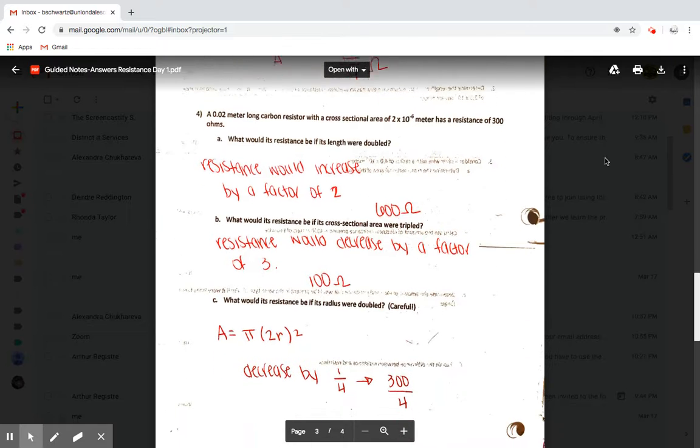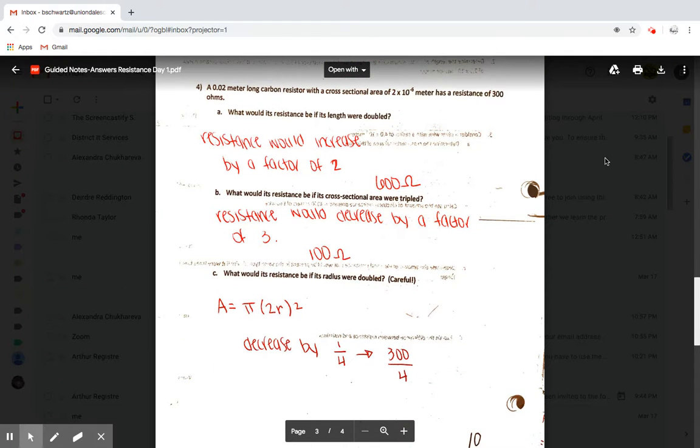For number 4, a 0.02 meter long carbon resistor with a cross-sectional area of 2 times 10 to the negative 6 meters squared has a resistance of 300 ohms. What would its resistance be if its length were doubled? Well, again, resistance and length have a direct relationship, so if length increases by twice as much, so would your resistance. So 300 doubled gives you 600 ohms.